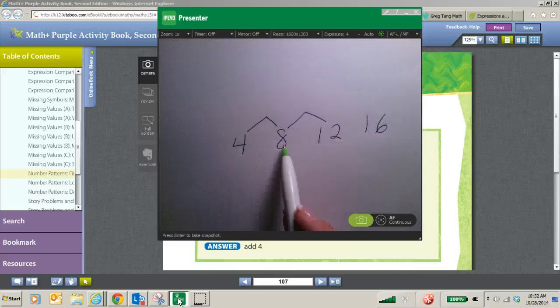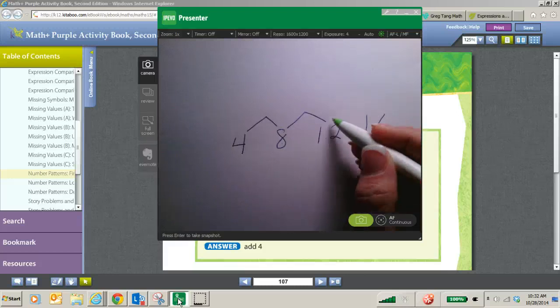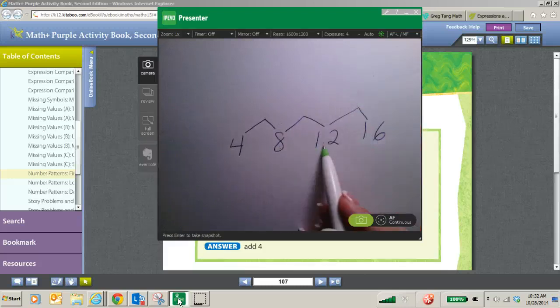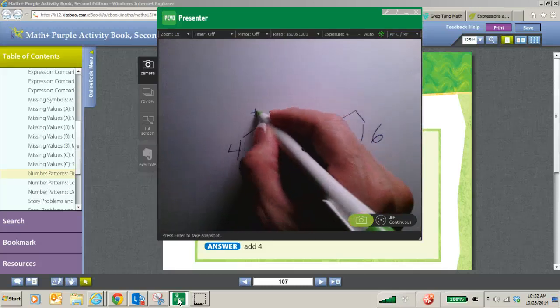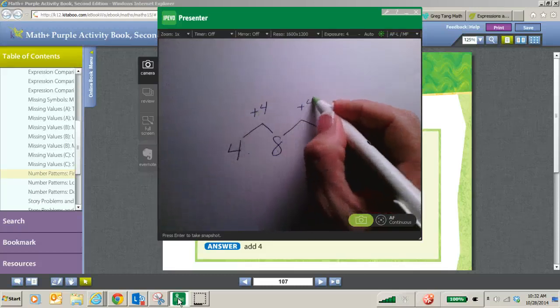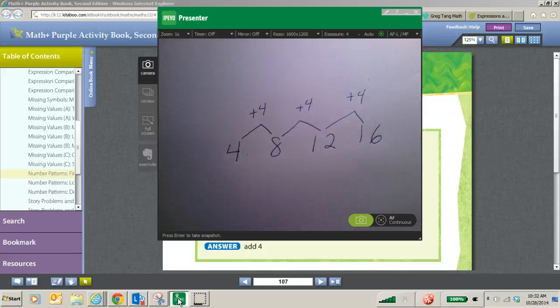Now, they might think, oh, if I multiply 4 times 2, that becomes 8, so the pattern must be times 2. But does that same pattern work here? Does 8 times 2 equal 16? And you'll see, no, it does not. So we need to think about what pattern you would have over and over that would work every single time. We have 4 and 4 more, it becomes 8.